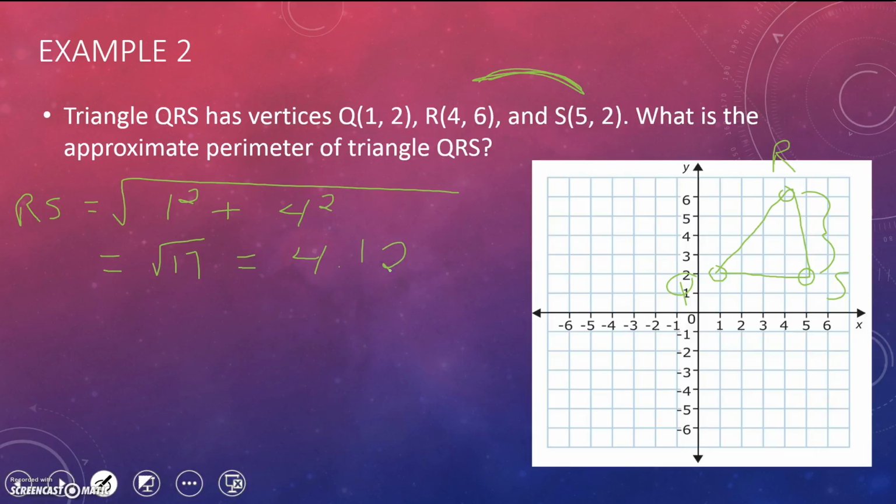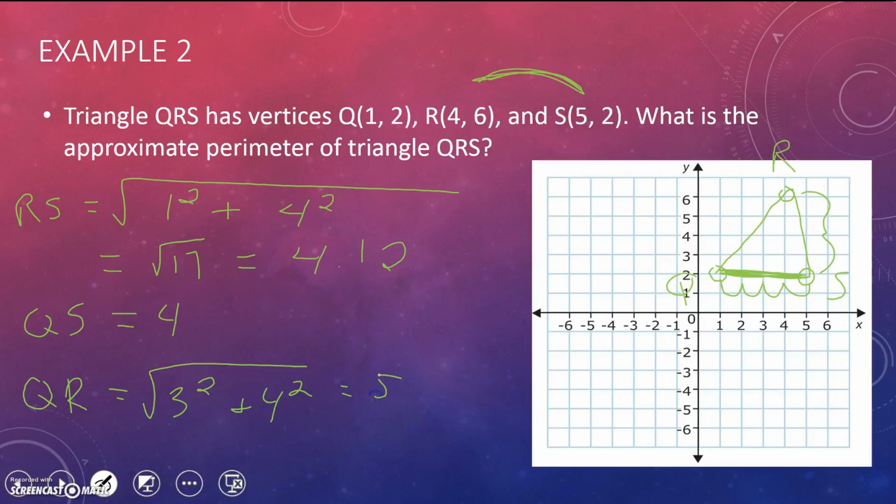Now to find QS, QS is a lot easier than that. Since it's going across and it is parallel to our x-axis here, I can essentially count. So I can count over, it's going 1, 2, 3, 4. I can find that that's the length of 4. And then finally, finding the length of QR. Okay, again, I'm going to do the distance formula. Same process. It ends up with 3 squared plus 4 squared. We find that it is 5.